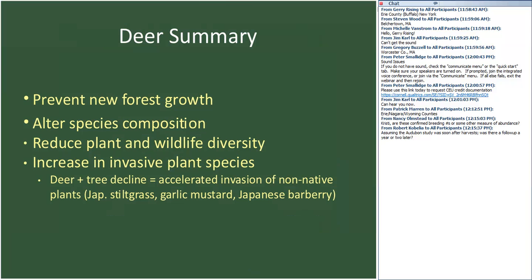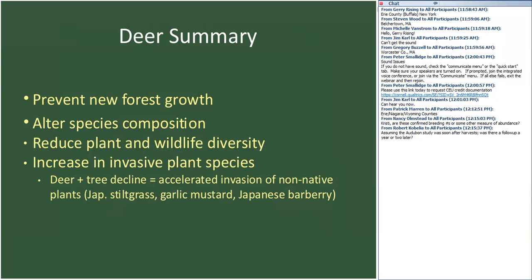So just in summary for deer, deer can prevent new forest growth. They can alter the species composition of the vegetation by feeding on certain species that they do like and not on other species, and that gives those other species a competitive advantage to grow and thrive in the understory. They can reduce plant and wildlife diversity by the effects that they're having on the vegetation, and high abundances can lead to an increase in invasive plant species.